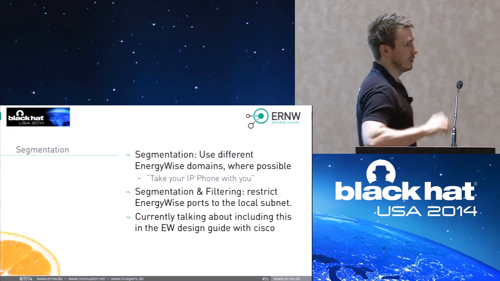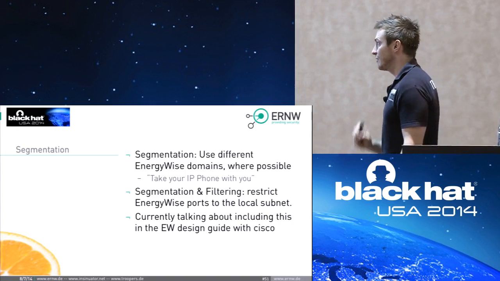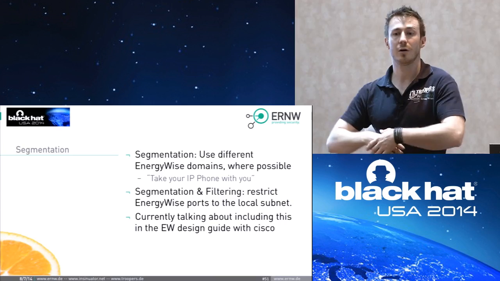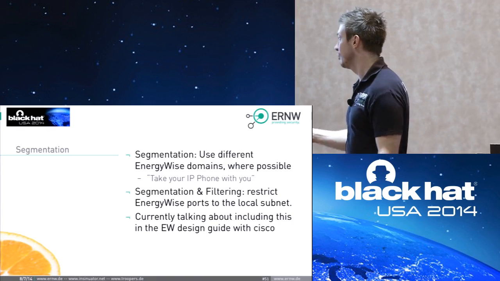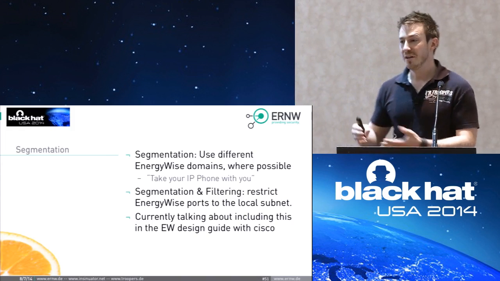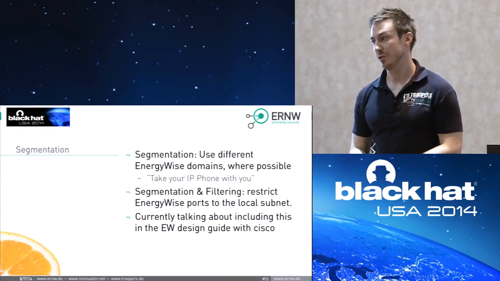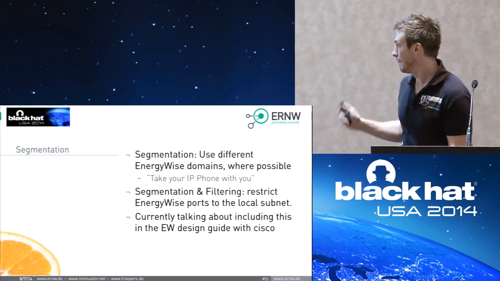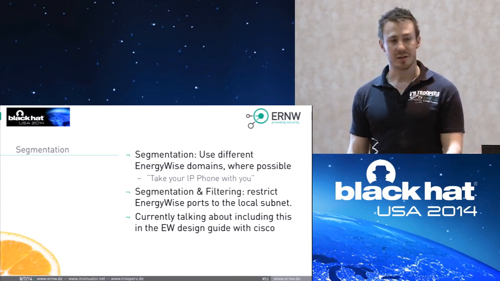Then the classical old segmentation and filtering approach, which we are still big fans of. Restrict EnergyWise ports to the local subnet. So for example, don't allow EnergyWise communication throughout the network on all access ports. No client should have the need to communicate with the EnergyWise domain member on port 43440. They only need to send answers. They don't need to be able to send actual queries out. So you should filter at least on subnet borders and blacklist EnergyWise ports. We're currently talking with Cisco about whether it's possible to include it in this design guide.